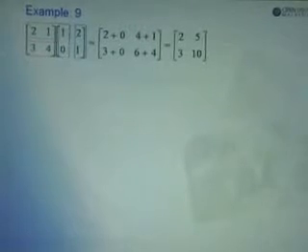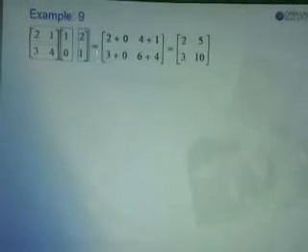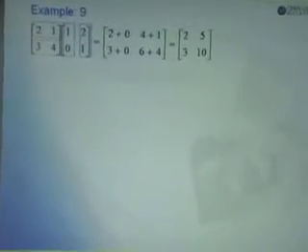The same goes for the second row. 3 times 1 equals to 3, and then plus 4 times 0 equals to 0. Then we take the second row, multiply with column 2. Alright, row 2 multiply column 2. We have 3 times 2 equals to 6, plus 4 times 1 equals to 4. So what we do now is to simplify this. So 2 plus 0 gives us 2, 4 plus 1 equals to 5, 3 plus 0 equals to 3, and 6 plus 4 equals to 10. So that is the answer for the multiplication of these two matrices.